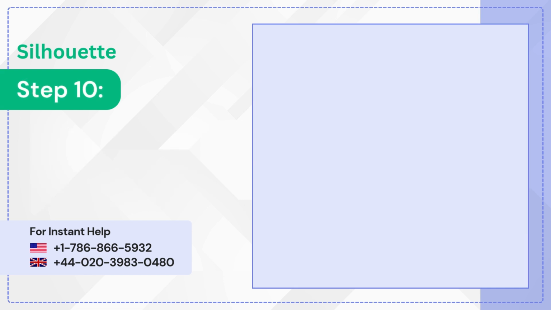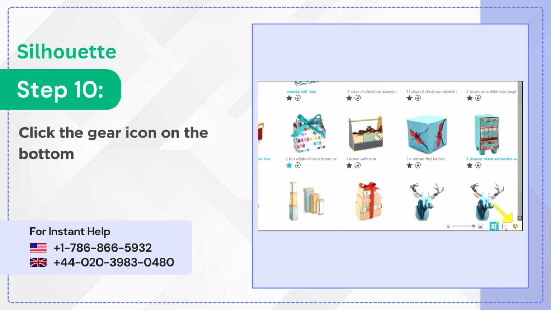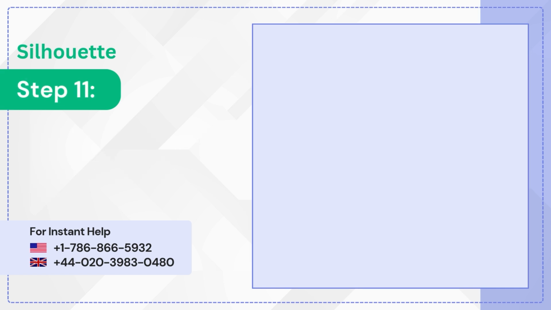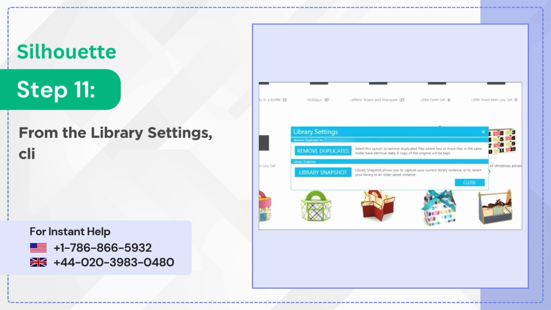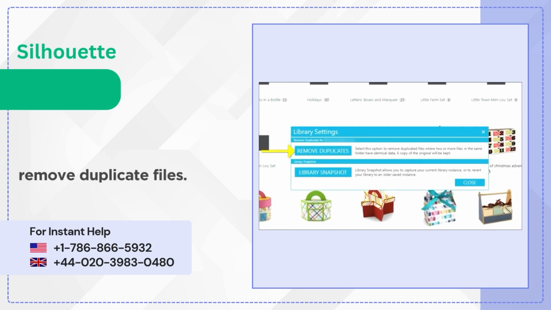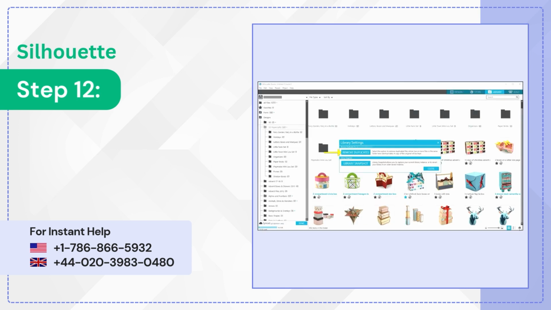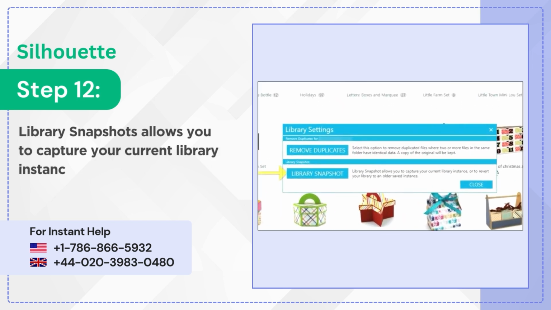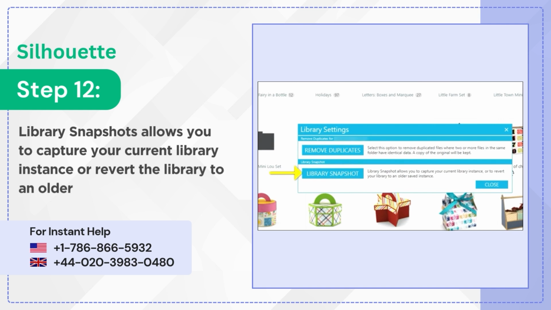Step 10. Click the gear icon on the bottom right side of the screen to open library settings. Step 11. From the library settings, click Remove Duplicate to remove duplicate files. Step 12. Library Snapshots allows you to capture your current library instance or revert the library to an older saved instance.